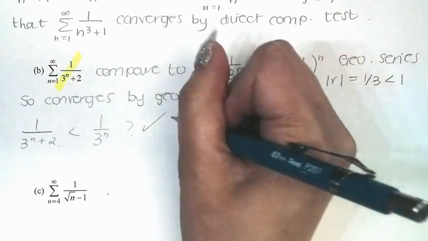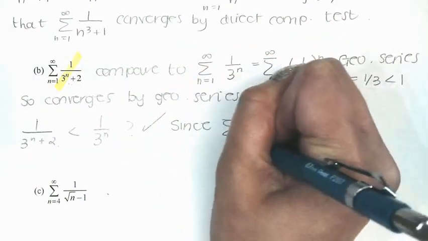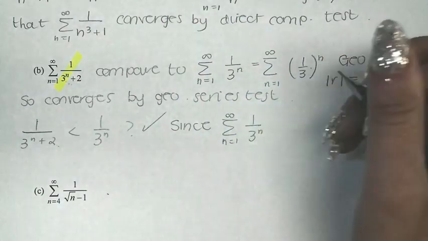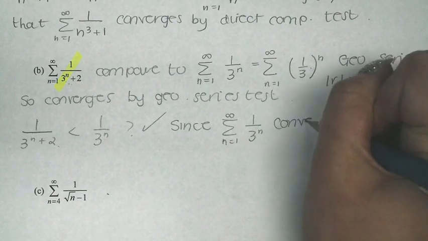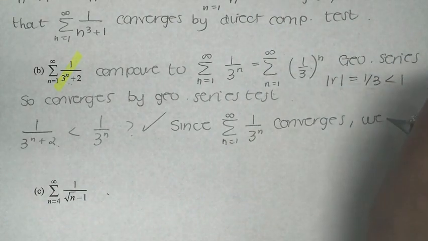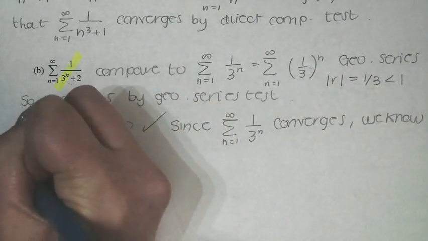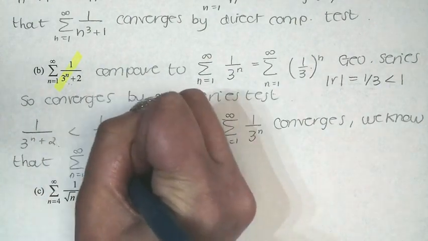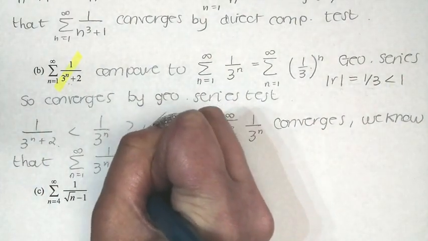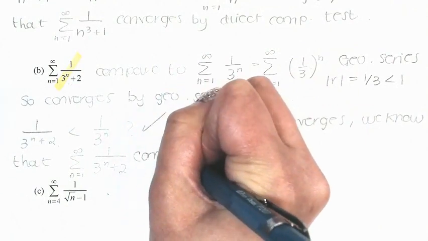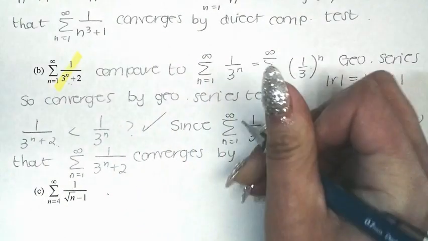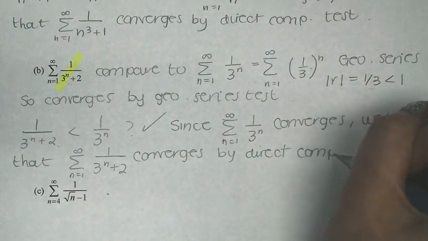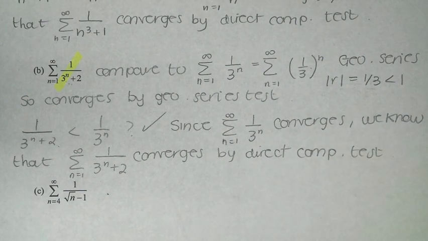Okay, so check. Since we have that the summation from n equals 1 to infinity of 1 over this converges, what do we know? We know that the summation from n equals 1 to infinity of 1 over 3 to the power n plus 2 converges by the direct comparison test. And that's it for this example.